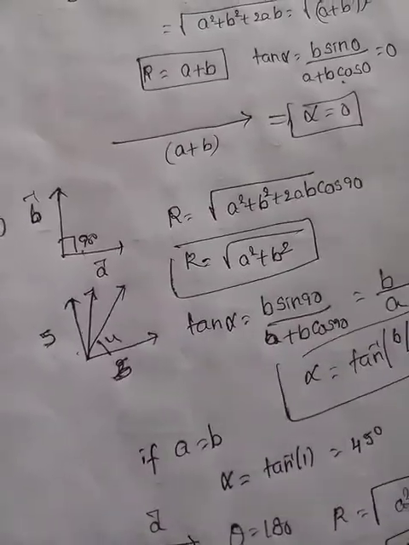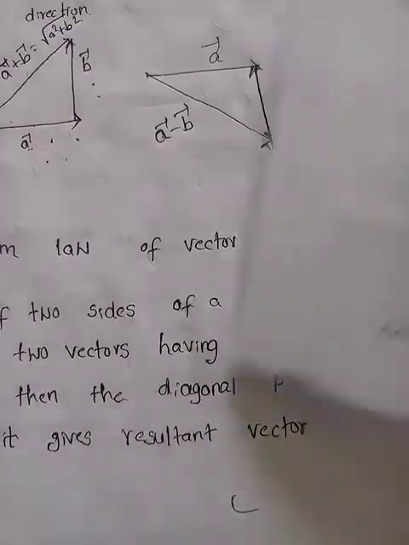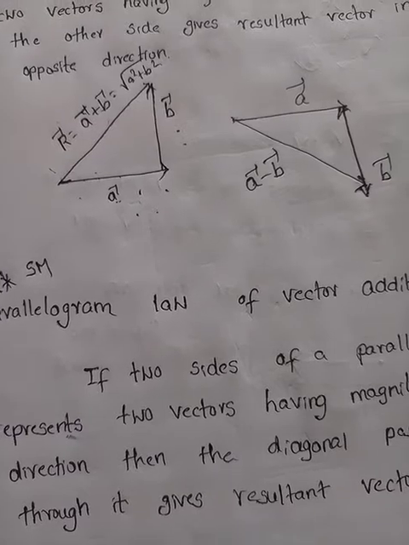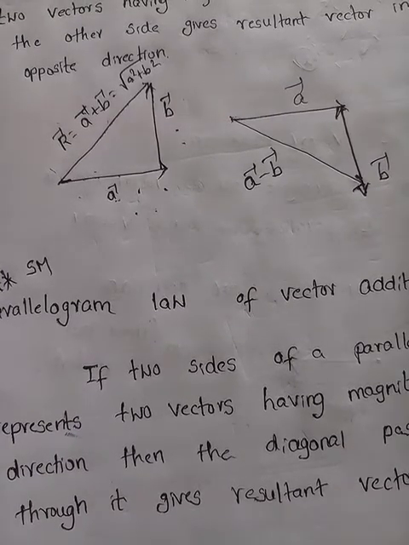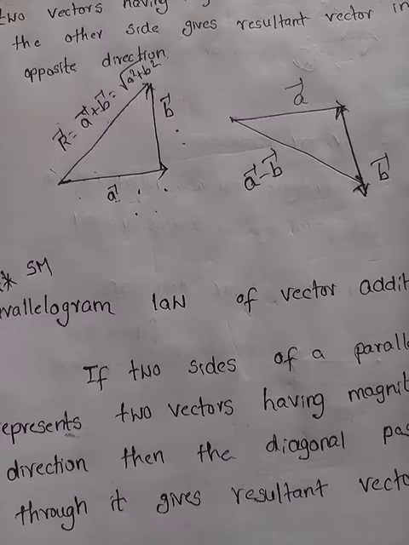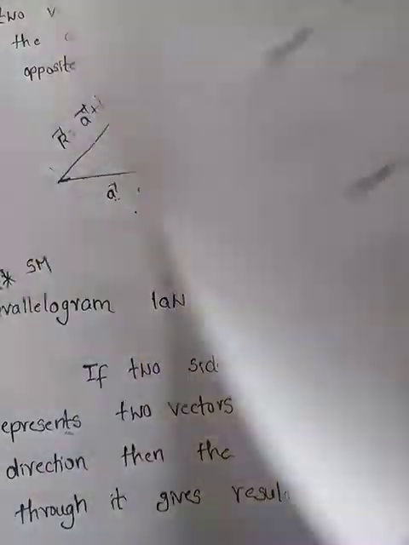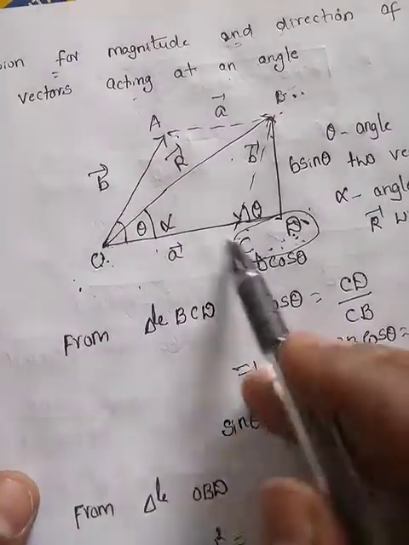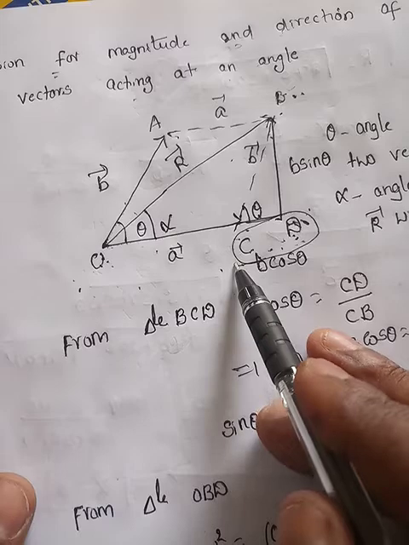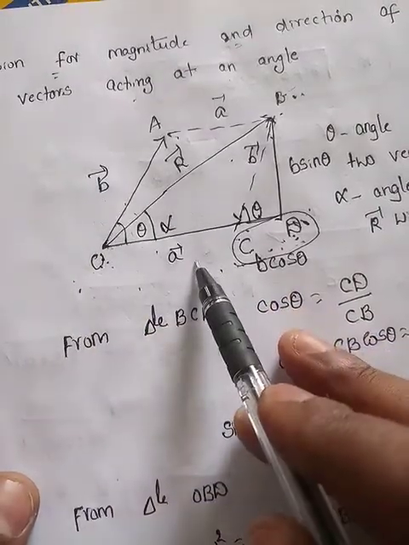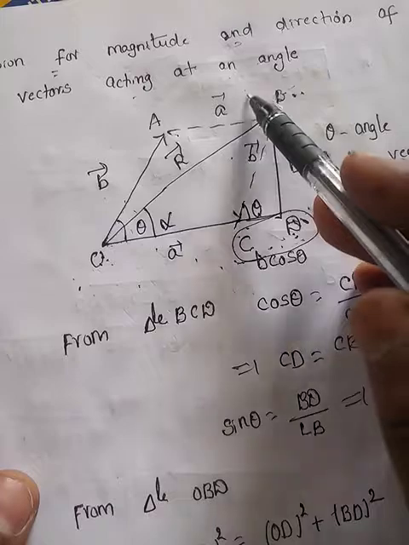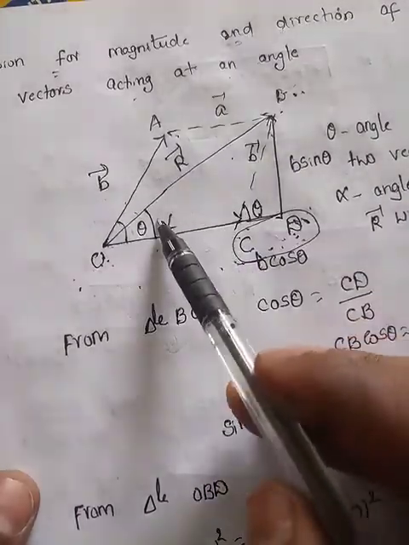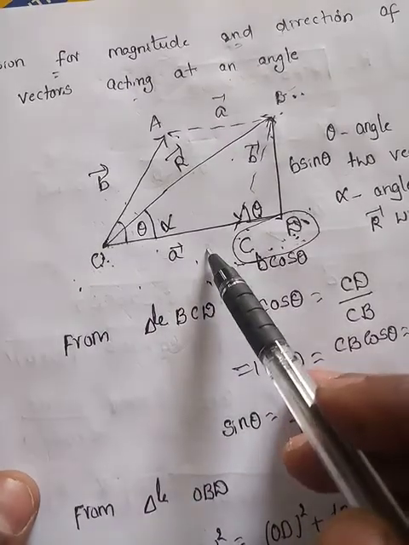So, this is the way to calculate the resultant of two vectors by using the parallelogram law of vector addition. So, what is vector addition? If two sides of a parallelogram represent two vectors having magnitude and direction, then the diagonal passing through it gives the resultant vector. For this we have taken the assumption that two vectors A bar and B bar represent two sides of a parallelogram. Theta is the angle between two vectors. Because in a parallelogram opposite sides are equal, we draw A bar and B bar. Alpha is the angle made by the resultant with A bar.